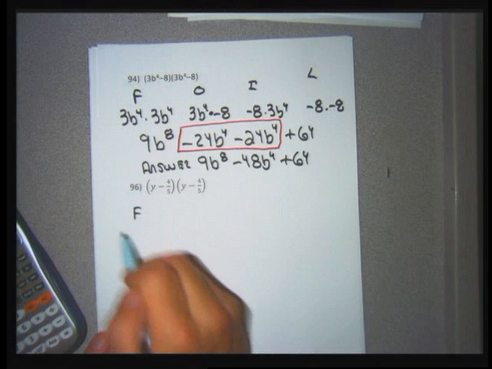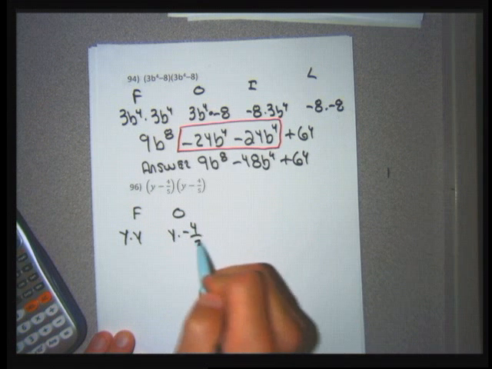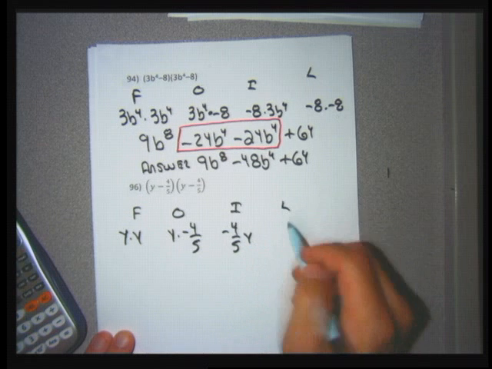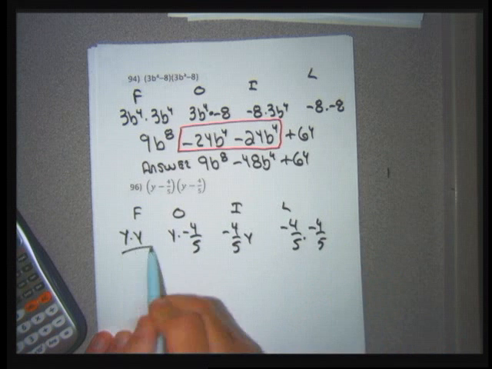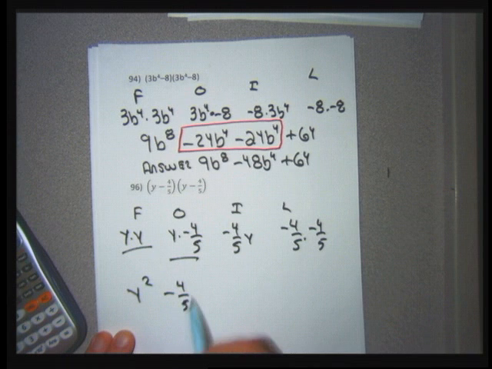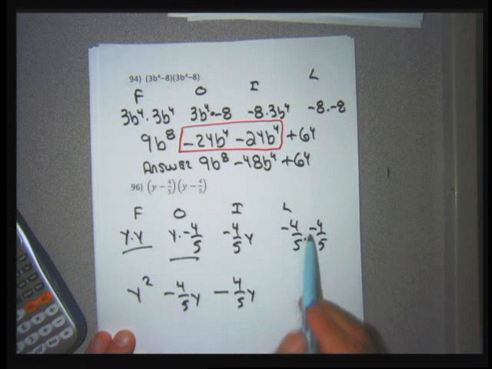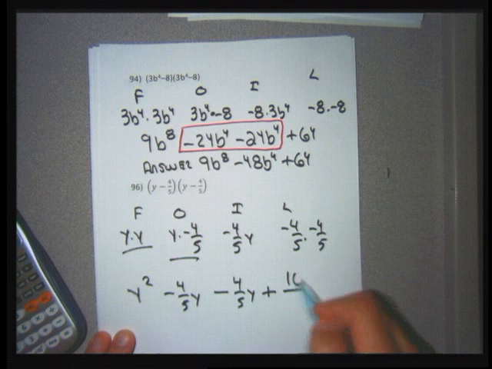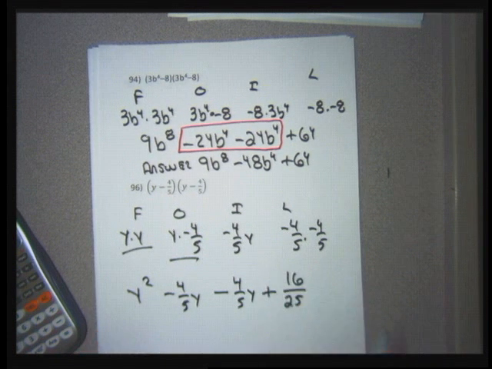96. Firsts, y times y. Outers, y times minus 4/5. Inners, minus 4/5 times y. Lasts, minus 4/5 times minus 4/5. Firsts, y squared. Outers, minus 4/5 y. Inners, minus 4/5 y. Lasts, I'm multiplying two negatives, so I get a positive. I multiply the 4 and the 4 and get a 16 in the numerator, the 5 and the 5 and get a 25 in the denominator.